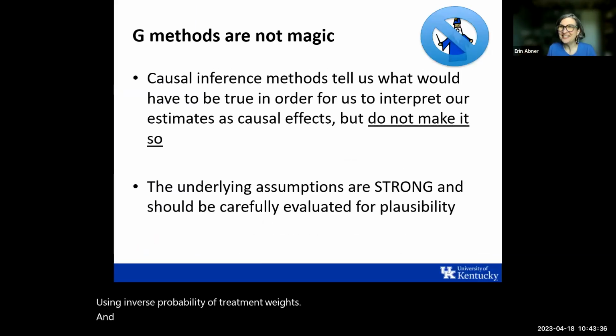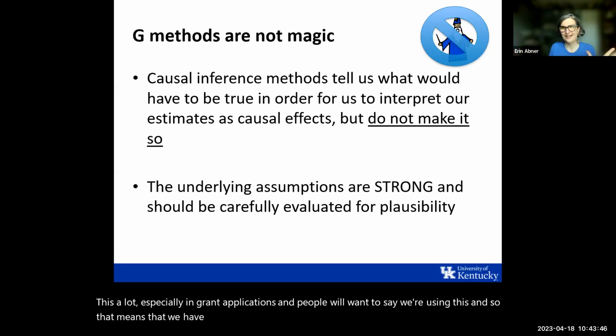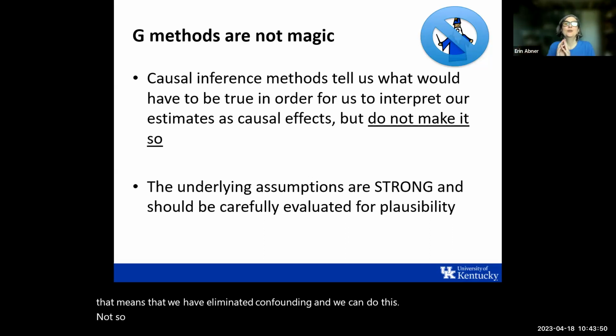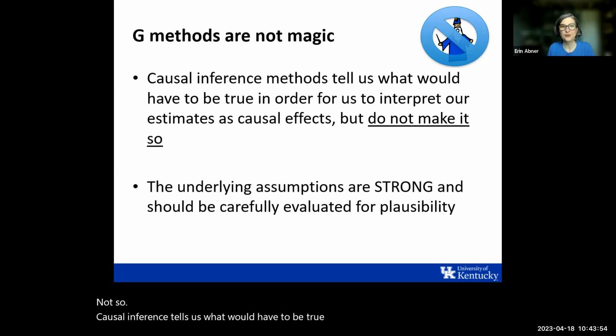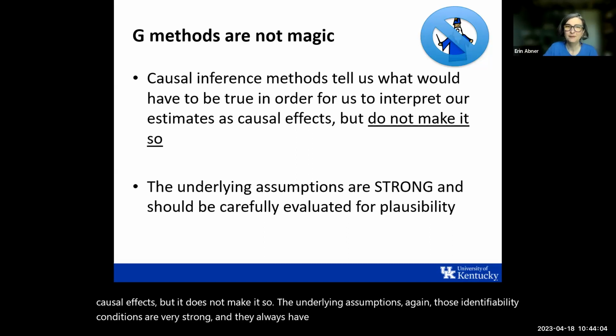And I have to emphasize that G methods are not magic, right? I see this a lot, especially in grant applications, and people will want to say we're using this, and so that means that we have eliminated confounding and we can do this. Not so. Causal inference tells us what would have to be true in order for us to interpret our estimates as causal effects, but it does not make it so. So the underlying assumptions, again, those identifiability conditions are very strong, and they always have to be evaluated for plausibility.